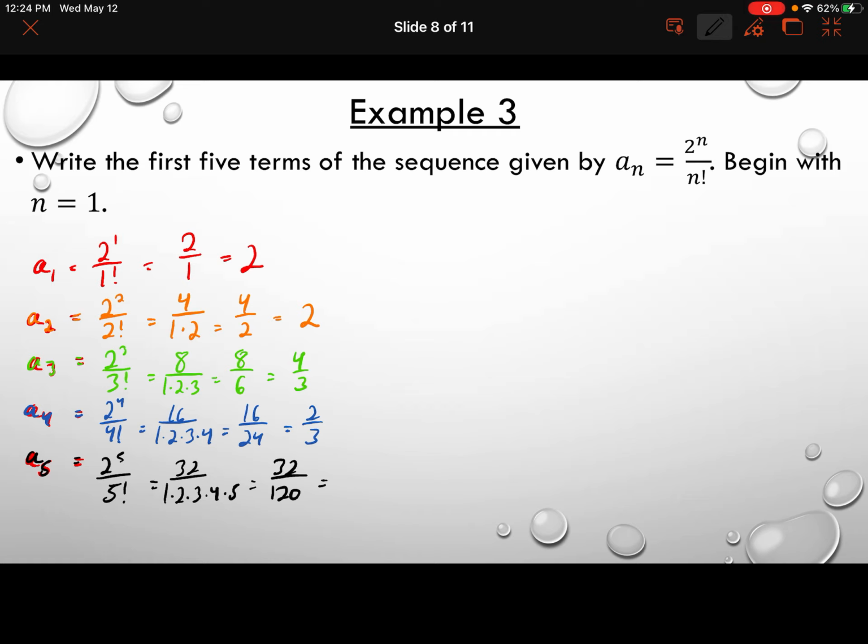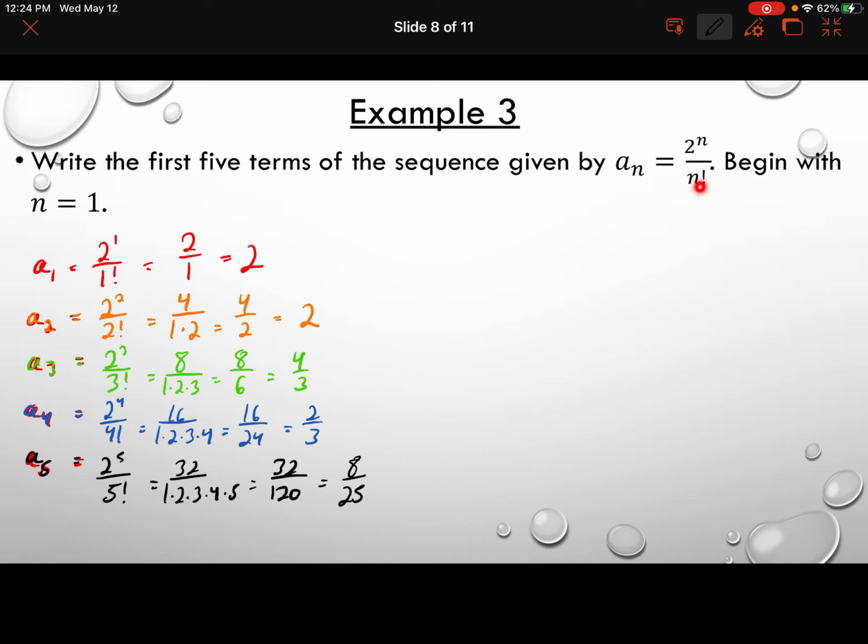Let's see, how does that simplify? Trying to think if I know off the top of my head. I think it would be 8 over 15. Yeah, no, I got that wrong. 8 over 25 if you divided both 32 and 120 by 4. So those are the first 5 terms of this sequence: 2, 2, 4 thirds, 2 thirds, 8 over 25. All right?